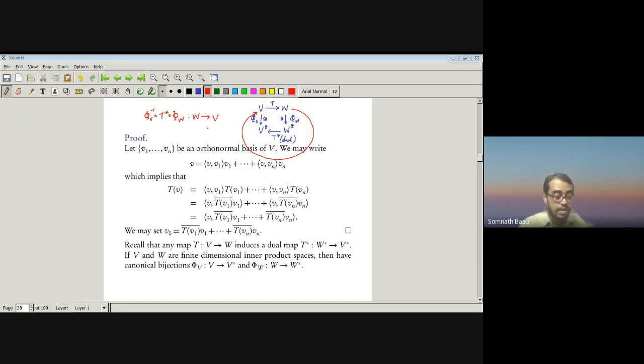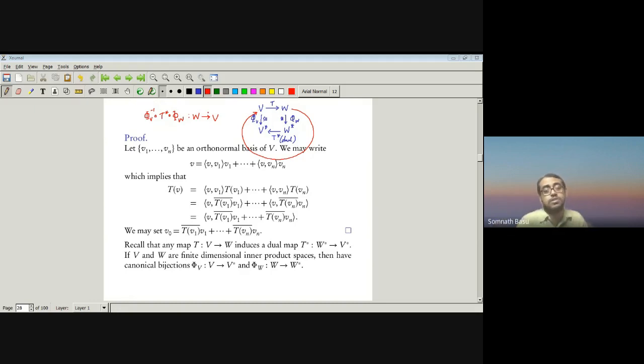So the advantage of having an inner product is I'm not making a random choice to get from V to V star, because typically to identify V to V star, I have to choose a basis. I'm not making that choice. I'm already in the presence of an inner product. So I use that to get a natural identification of V and V star. Same here. So given such a linear map, I can always go from W to W star by this identification, use the classical dual, and then use phi V inverse to get a map going the other way.